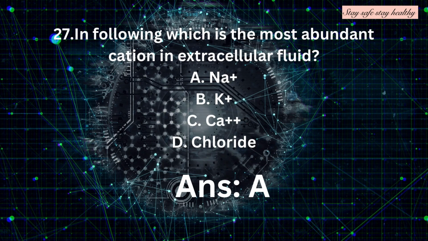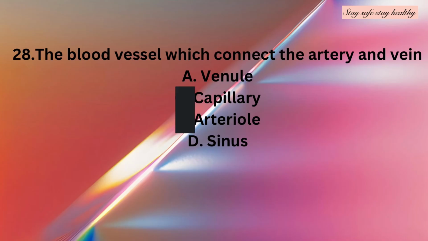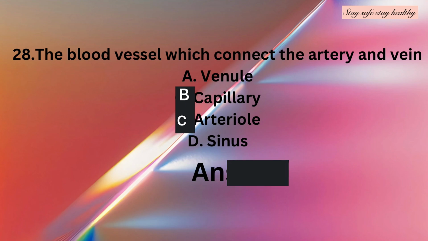Right answer is A. The blood vessel which connects the artery and vein: A venule, B capillary, C arteriole, D sinus. Guess the answer. Did you get the answer? Yes, the answer is B. That is capillaries. These are the blood vessels that connect arteries to veins. Capillaries are the smallest and most numerous blood vessels in the body.